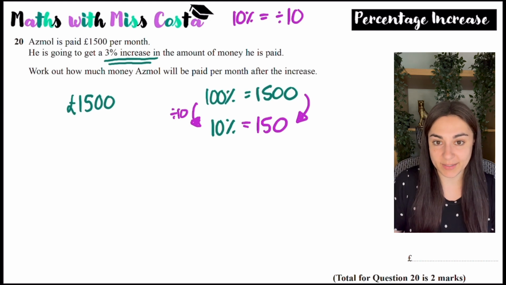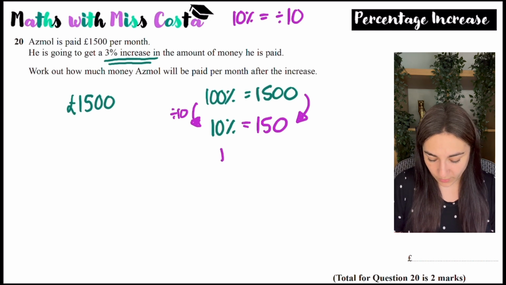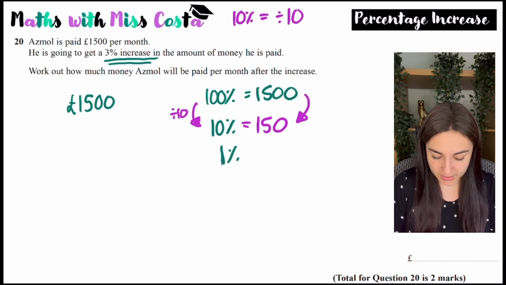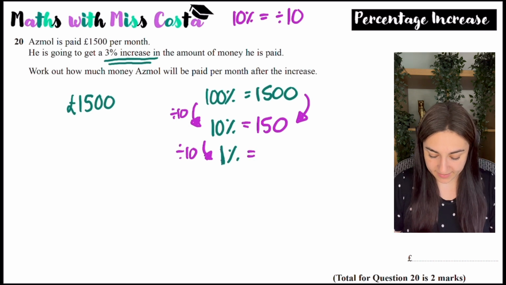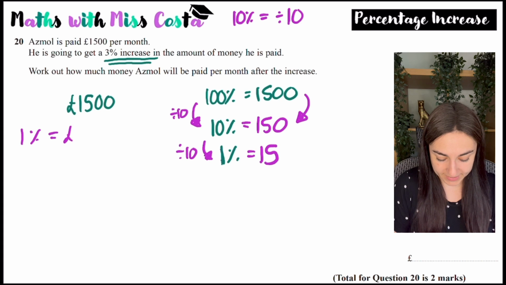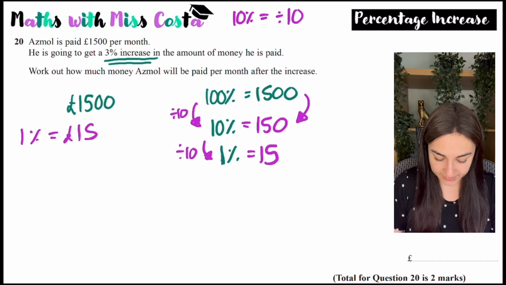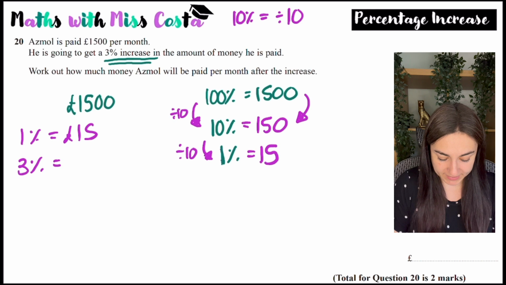Now, if 10% is 150, to work out 1%, what do you divide 10 by to get to 1? You divide by 10 again. So 1% I divide by 10 would be 15. So I know that 1% is £15. I need to work out what 3% is.